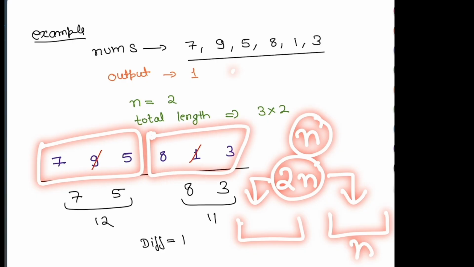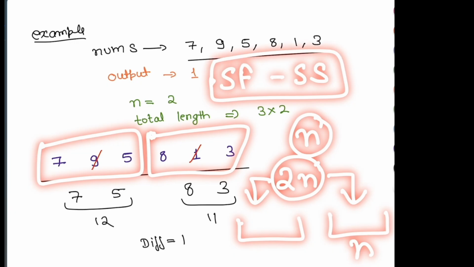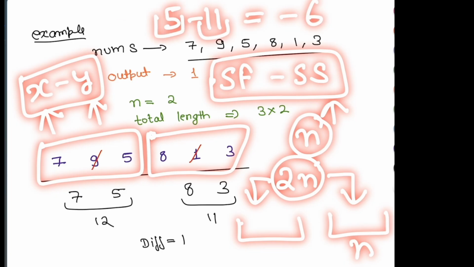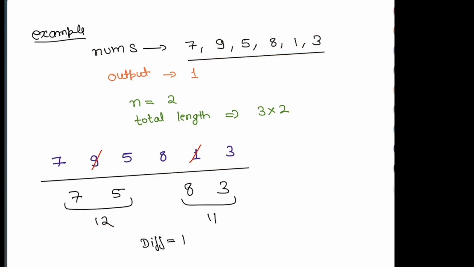Our goal is that the sum of the first part minus the sum of the second part has to be minimum, right? Let us say I want to minimize x minus y. Then x should be as low as possible, and y should be as high as possible. For example, 5 minus 11 is minus 6, right? This is low, this is high. But if I increase the value of this 5, let us say I make it 15, then 15 minus 11 will be 4. So it is simple maths that I have to make sure that the first n elements are as low as possible.